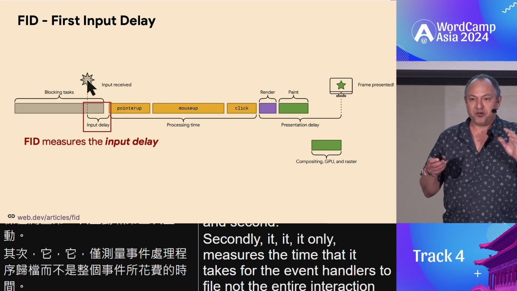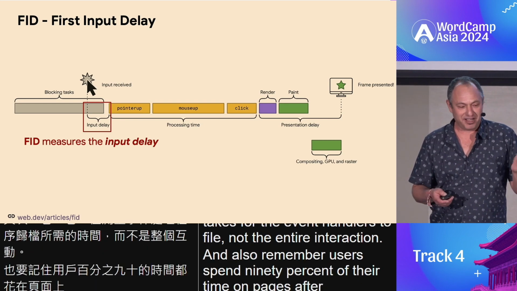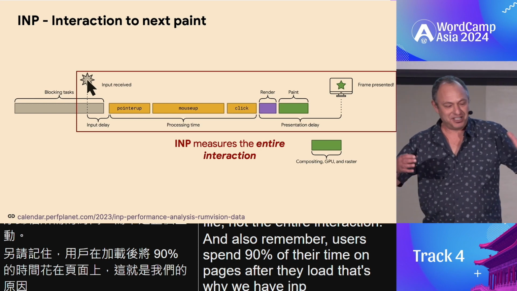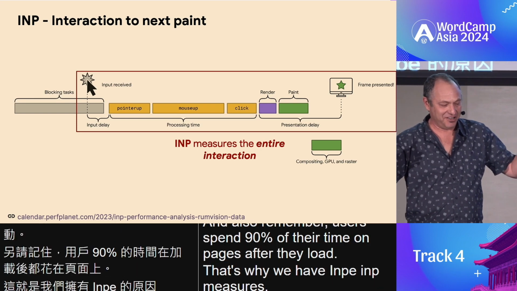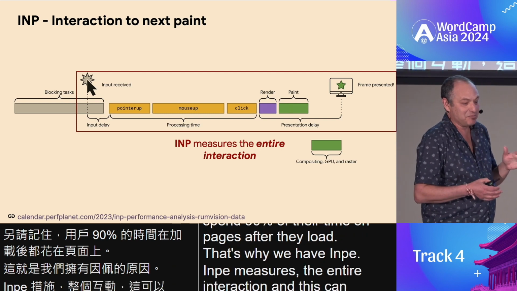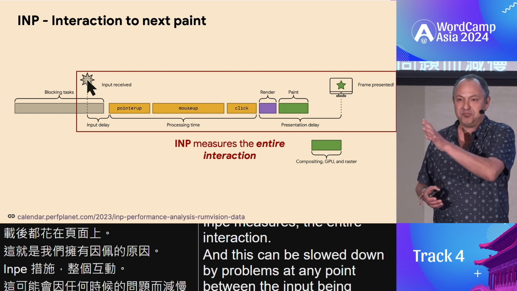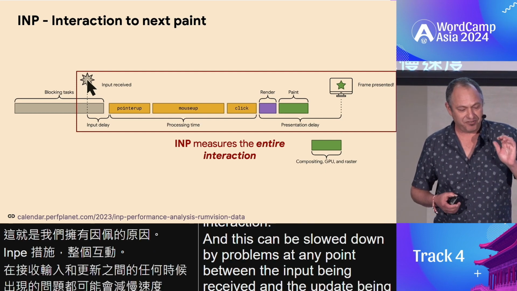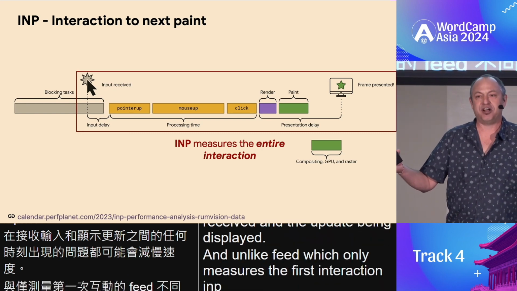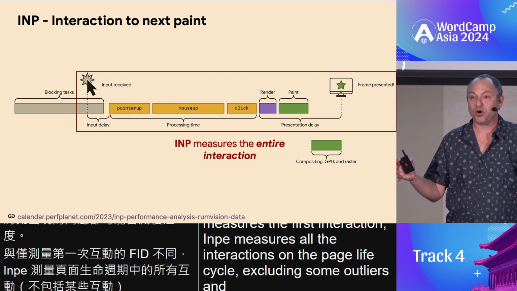And also, remember, users spend 90% of their time on pages after they load. That's why we have INP. INP measures the entire interaction. And this can be slowed down by problems at any point between the input being received and the update being displayed. And unlike FID, which only measures the first interaction, INP measures all the interactions on the page lifecycle, excluding some outliers, and reports on the worst.